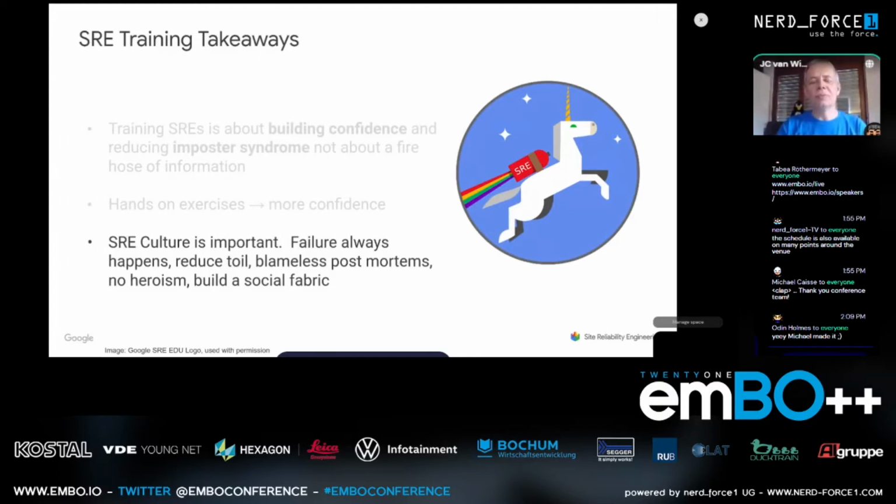That is not good because it means that they become a single point of failure, A, and B, it means that they will be doing all the grunge work, all the toil, which gives no real value to the team or to the service. And also it gives no real service to them because they don't get to do interesting projects and grow in their career.